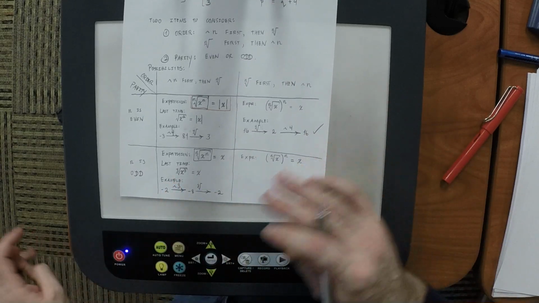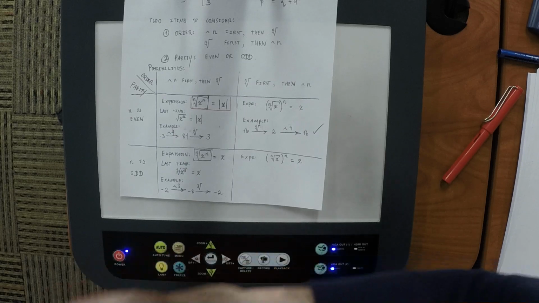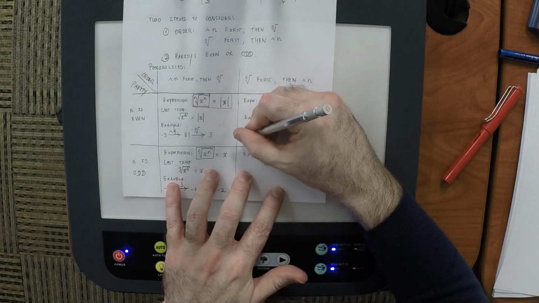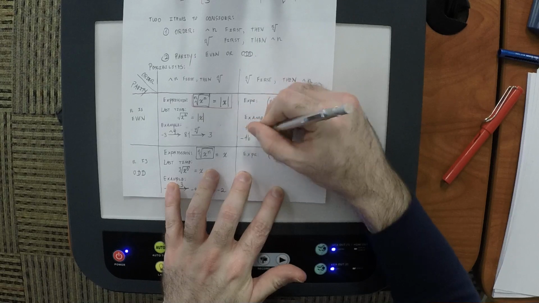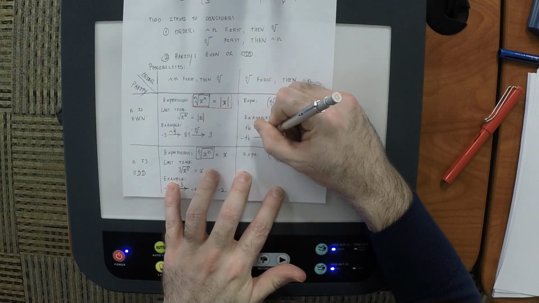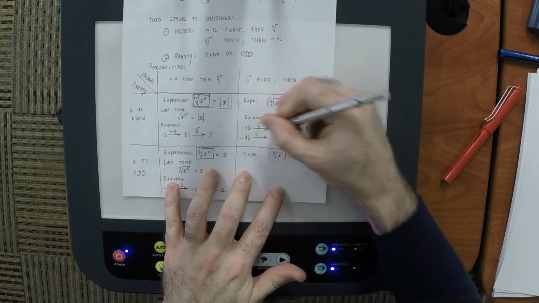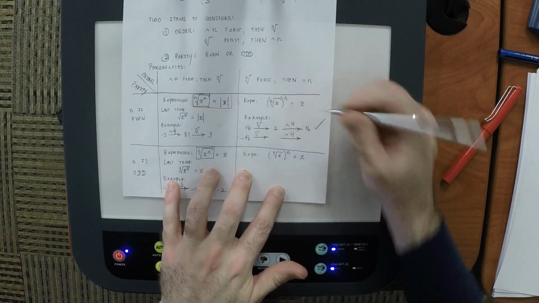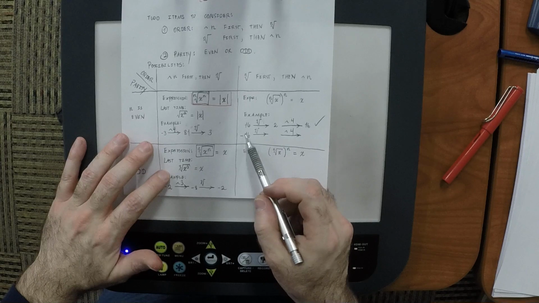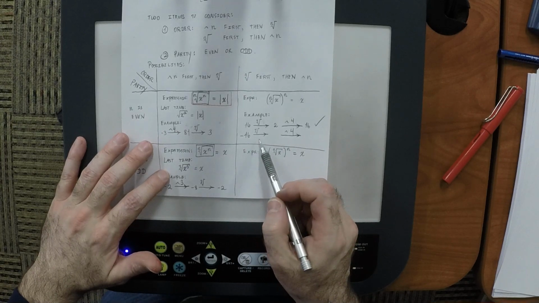But then you might say, but what about the negative one? I bet something tricky. So then let's change it to negative 16. And now, what about this? You can't do it.